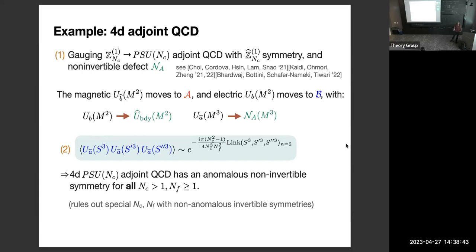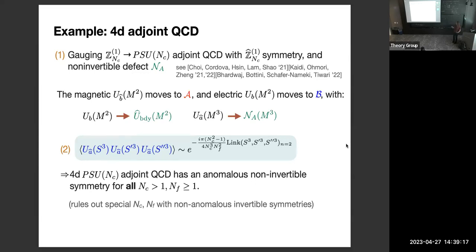And so then I can compute a correlation function between these that reproduce the non-invertible defect in the quantum field theory, and I get exactly this sort of non-trivial phase, which depends on the linking of the three surfaces or three volumes on which the operators depend. And so based on the form of this coefficient, which depends on N_C and N_F, I would conclude that PSU(N) adjoint QCD has an anomalous non-invertible symmetry for all N_C greater than 1 and N_F greater than or equal to 1. And so that's a statement you can make.